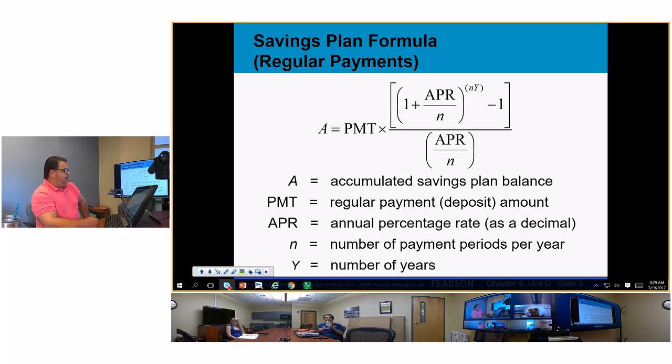Accumulated savings plan balance, that is what you want. And the payment and the APR, that's APR, it's never called APR. It's called R. A equals payment times 1 plus R over N, raised to the NT power, minus 1, over R over N. Okay?